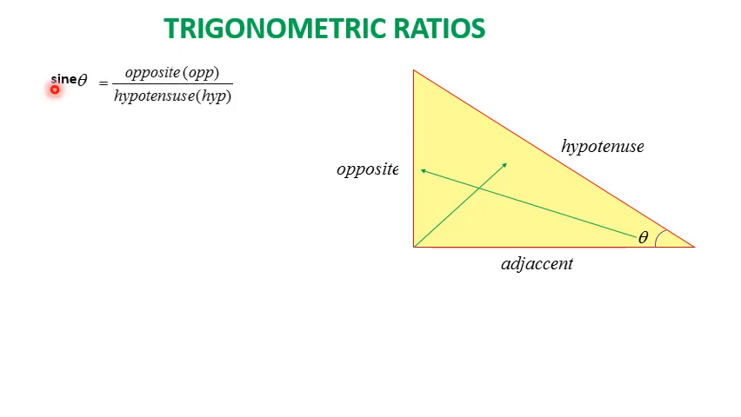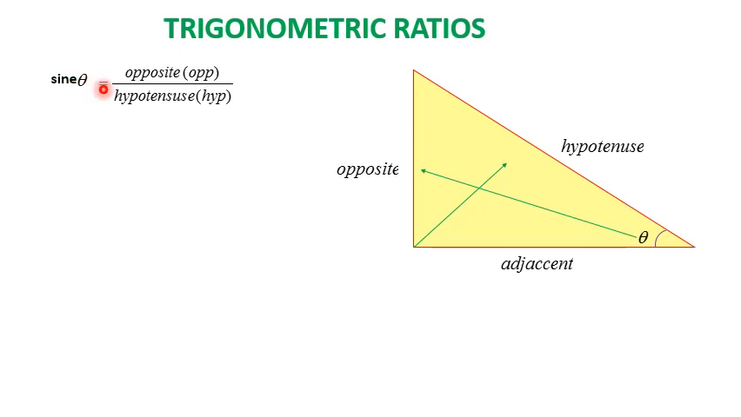The first trigonometric ratio is sin theta. This is the short form of sine of theta, and you have to write it together. Sin theta, you have to write it together. Theta is the angle. When you separate theta from sin, there is no meaning. So you have to write it together.